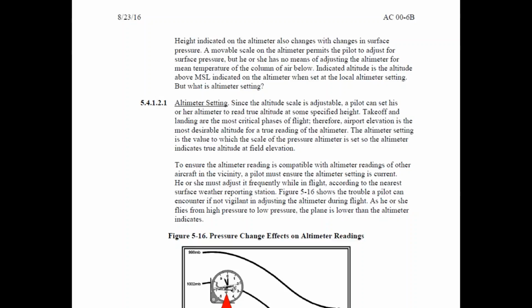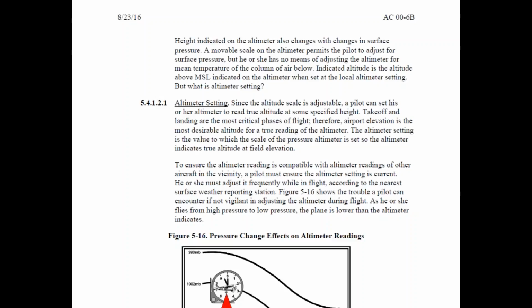Since the altitude scale is adjustable, a pilot can set his or her altimeter to read true altitude at some specified height. Takeoff and landing are the most critical phases of flight. Therefore, airport elevation is the most desirable altitude for a true reading of the altimeter. The altimeter setting is the value to which the scale of the pressure altimeter is set so that the altimeter indicates the true altitude at field elevation. And this is basically what we were just talking about earlier.